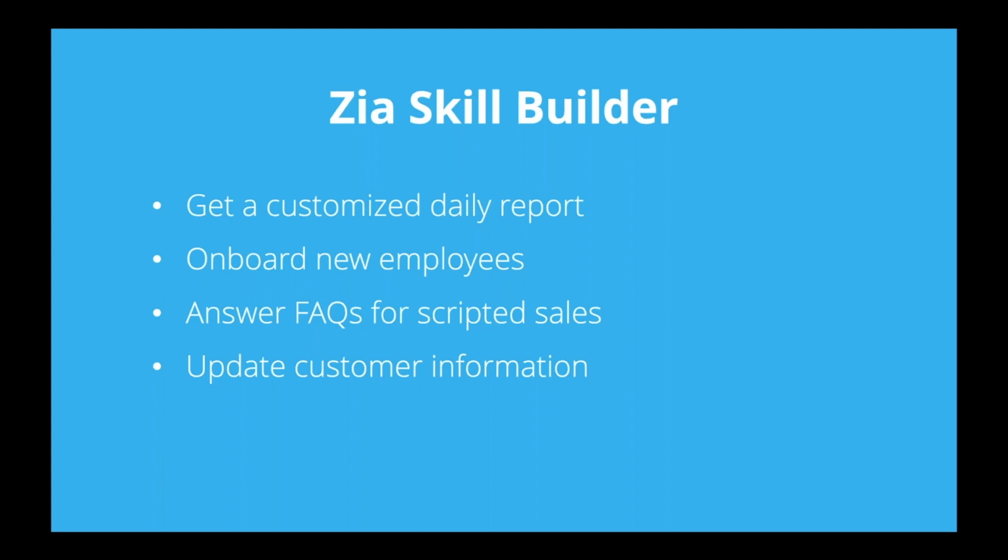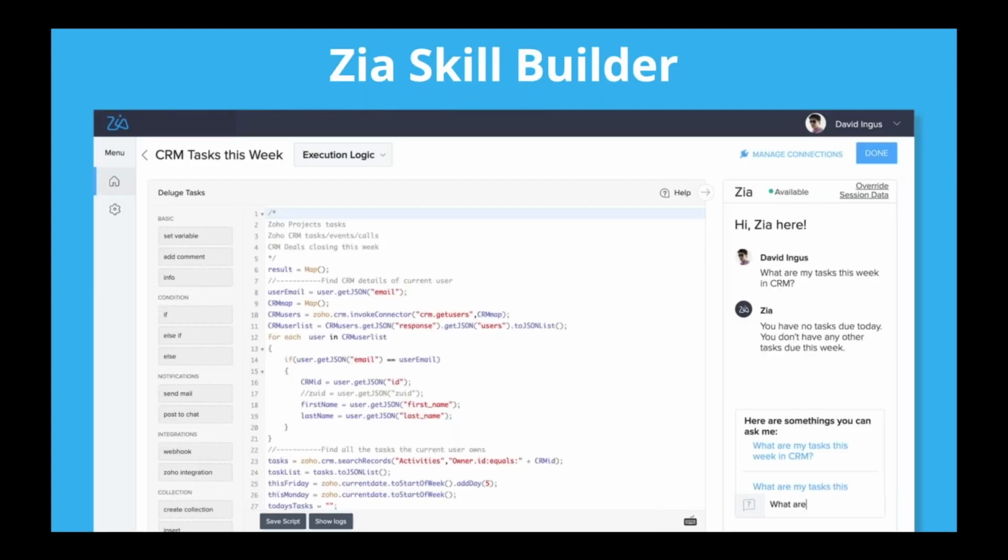So there's all kinds of things you can do with it. That's just a few examples to give you an idea of the extent that you can take this. So this is a screenshot showing the Zia Skill Builder. This is a way that you can customize Zia for your business, and that is all done through Deluge.